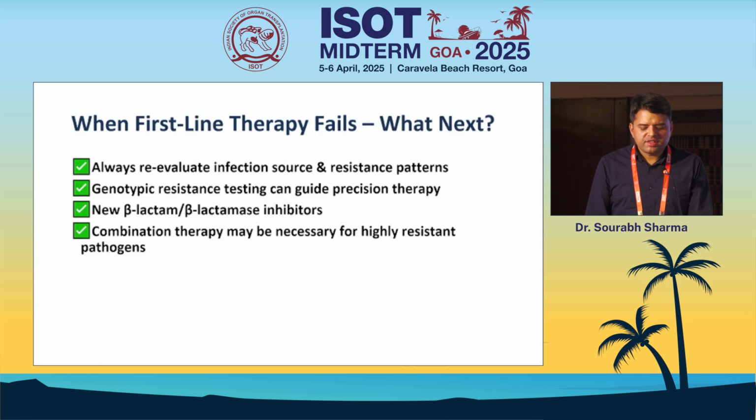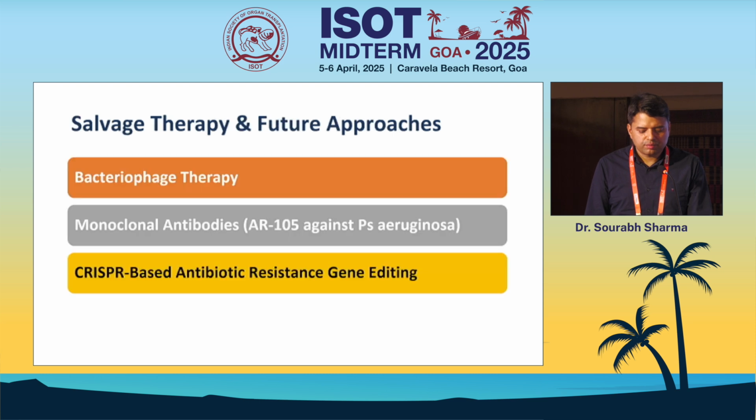So once the first line therapy fails, we should always reevaluate the infection source and resistance patterns. Genotypic resistance testing can guide us for precision therapy. New beta-lactamase inhibitors are available. Combination therapy may be necessary for highly resistant pathogens. There are some salvage therapies and future approaches like bacteriophage therapy. There are monoclonal antibodies available like AR-105 against Pseudomonas aeruginosa. Then there is CRISPR-based antibiotic resistance gene editing, which is available for research purposes.